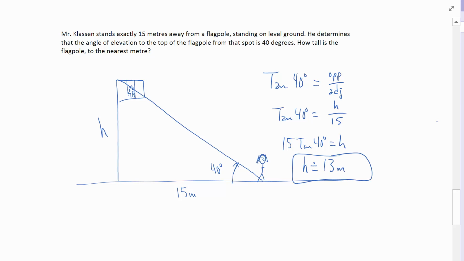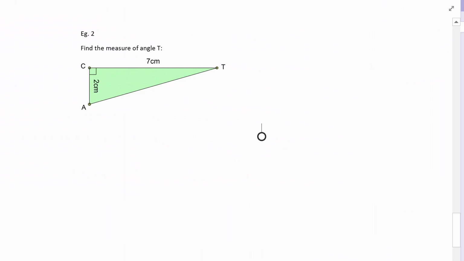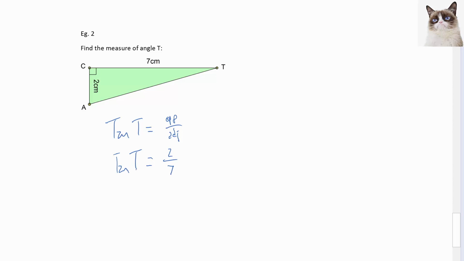Now let's use tangent to find a missing angle here. If you consider from angle T, we have the opposite and adjacent sides. Since tangent is opposite over adjacent, we can say that the tangent of angle T is 2 over 7, which on my calculator is approximately 0.2857. I could look that up in the table, but the best, again, is to use my calculator.